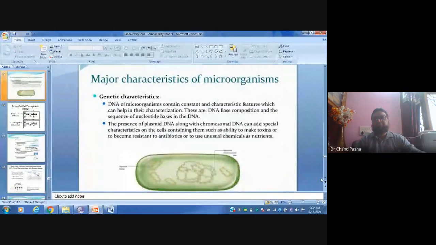For genetic characteristics, we collect and isolate the DNA from the cell and sequence it. In the sequencing, if it is a bacterium, they do the sequencing of 16S RNA and compare it with the 16S RNAs which already exist. It is a multiple sequence alignment. After the multiple sequence alignment, they construct a tree, which is called a cladogram.